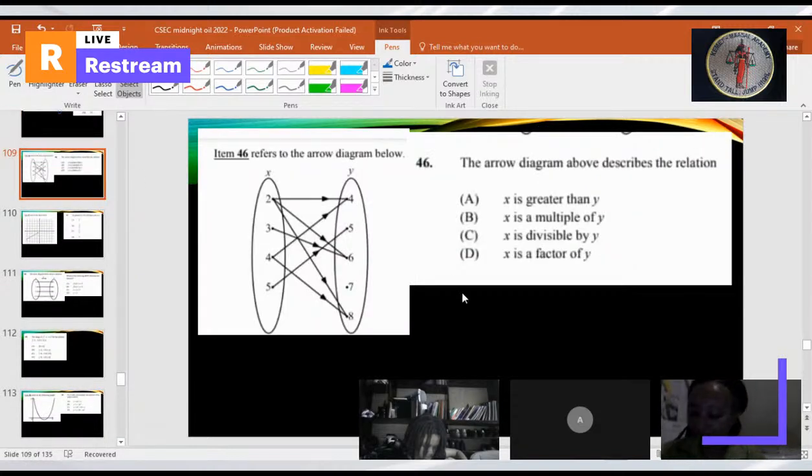Number 46. The arrow diagram above describes the relation. So what can we say about x and y? These are your x values, these are your y values. 2 maps onto 4 and 6 and 8. 3 maps onto 6. And 4 maps onto 4 and 8.